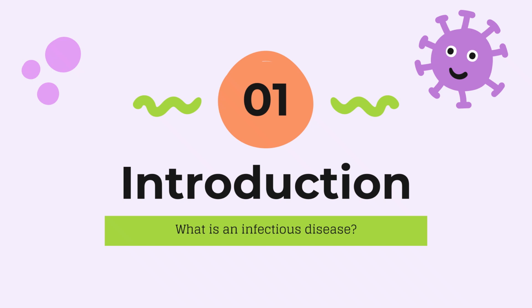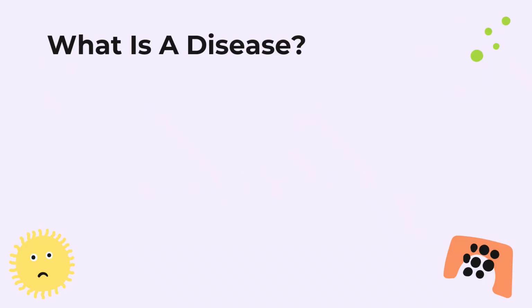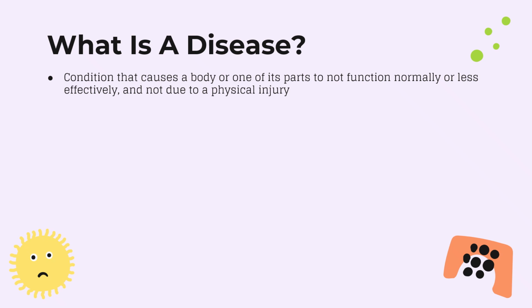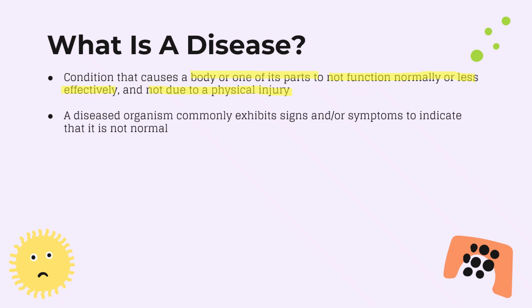So let's begin. But before we go into infectious disease, let's talk about the general definition for what a disease is. A disease is a condition that causes a body or one of the parts of the body to not function normally or less effectively, and it is not due to a physical injury. So let's say you sprain your arm or you have a cut, it is not really considered a disease.